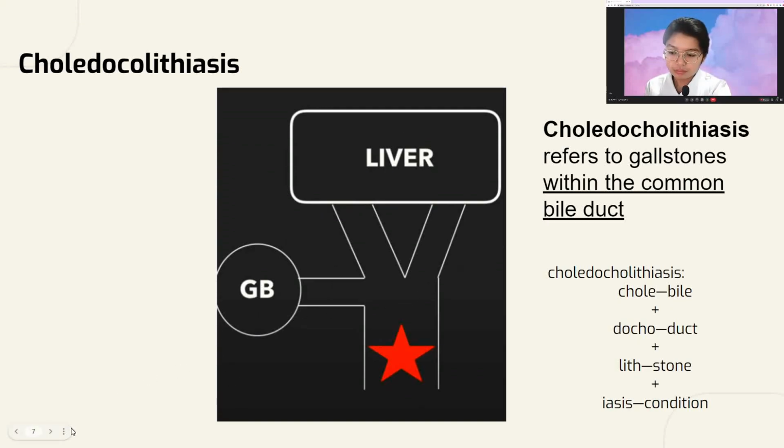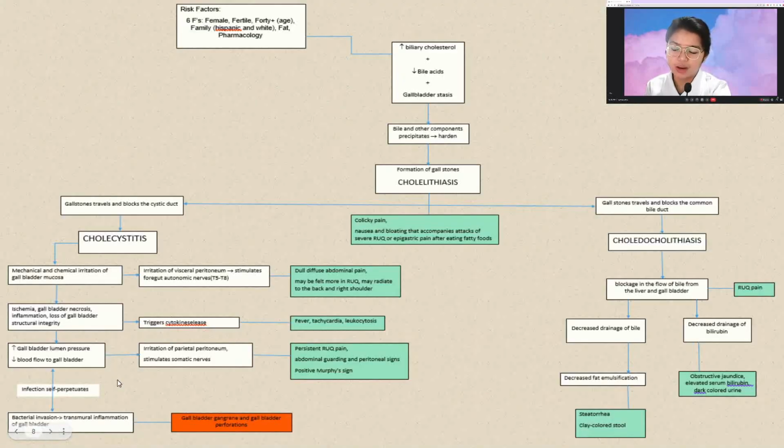Now, I told you before that we will be discussing the hows and whys of gallstone formation. Now, we will dive headfirst into the pathophysiology. So the risk factors for these diseases are all uniform. And in order to remember it easily, it comes with a mnemonic, the 6 F's.